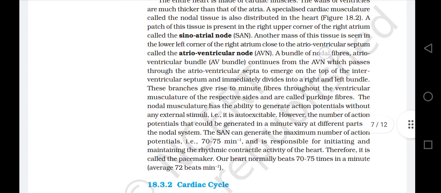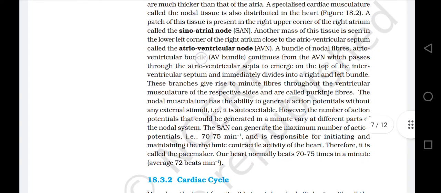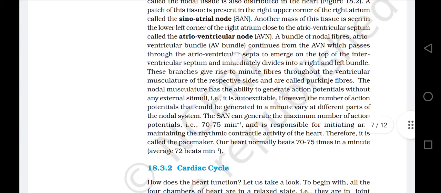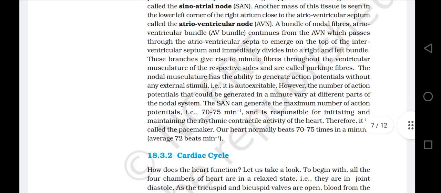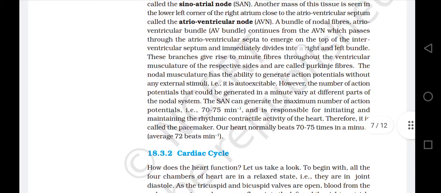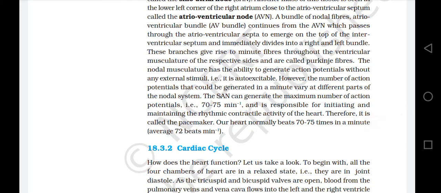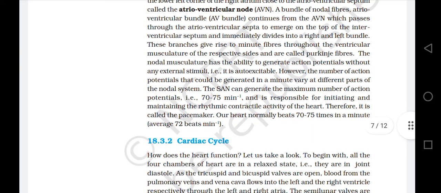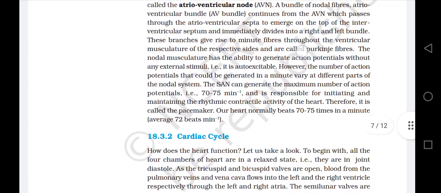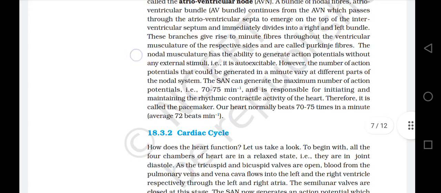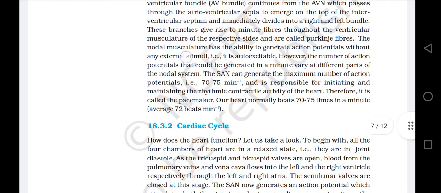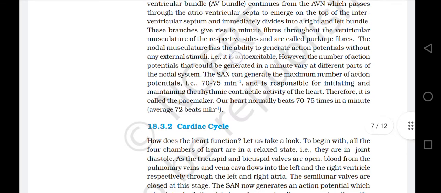A bundle of nodal fibers, the atrioventricular bundle (AV bundle), continues from the AVN, passes through the atrioventricular septum, emerges on the top of the interventricular septum, and immediately divides into right and left bundles. These branches give rise to minute fibers throughout the ventricular musculature of the respective sides and are called Purkinje fibers. The nodal musculature has the ability to generate action potentials without any external stimulus. That is, it is auto-excitable.